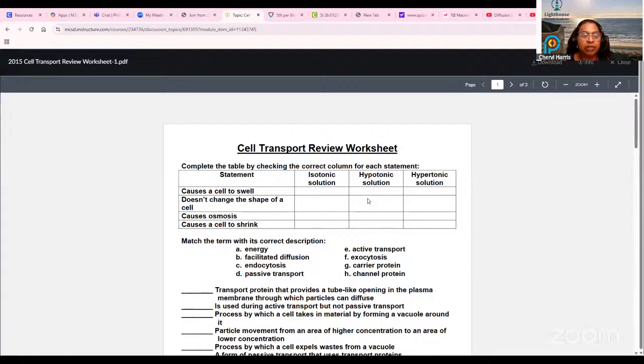Hypotonic, which one is that? Is that going to cause it to swell, or is it going to cause it to shrink? You tell me. Somebody type it in the chat or just call it out. Because you wrote these on your lovely pictures. Where are you going to put your check marks for this one?